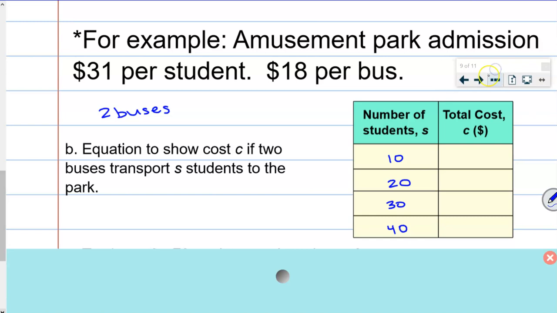Yes, you can use your calculators. Yes, you can work with your grapes.